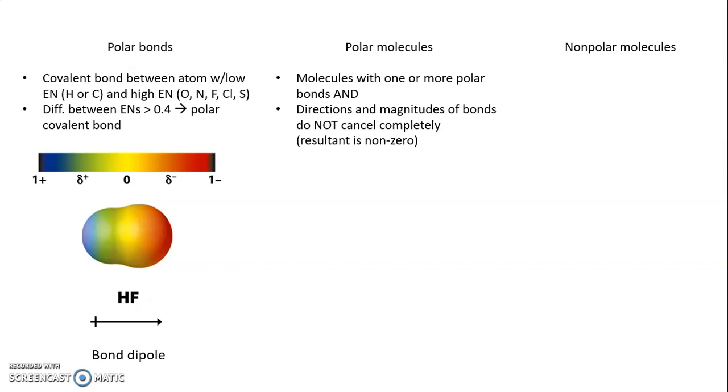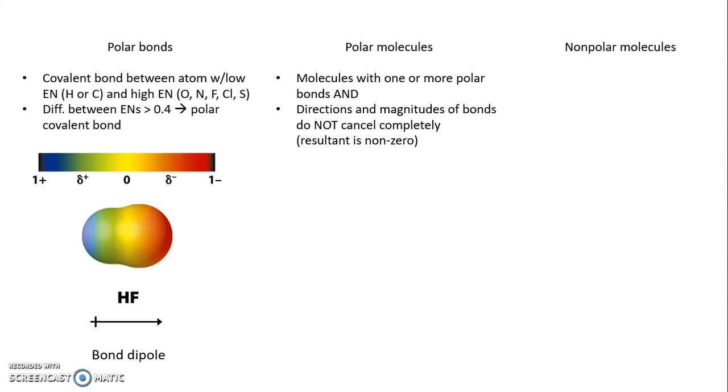I'm going to do 4 examples, and it should be completely clear by the end what I mean about that resultant being zero or not zero. If it's going to be a polar molecule, it's got to be non-zero. That means when you add up all of those arrows pulling in different directions, there has to be something left over.